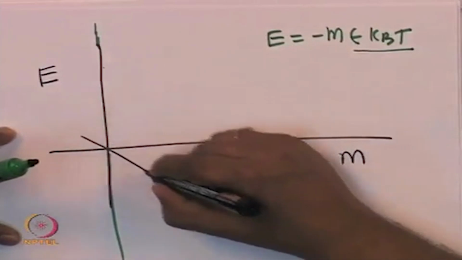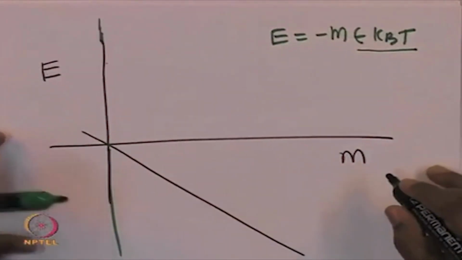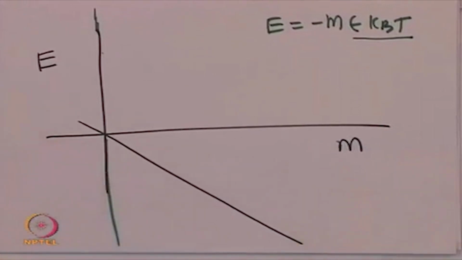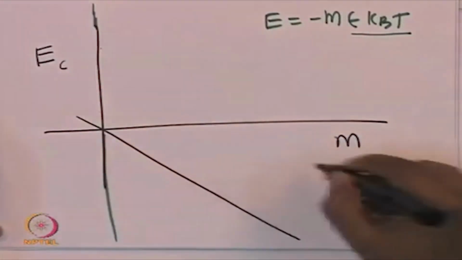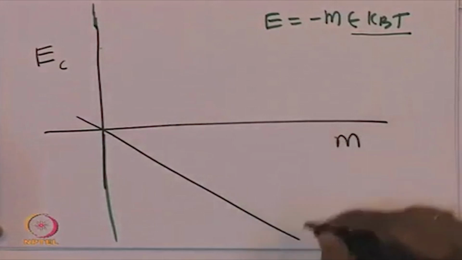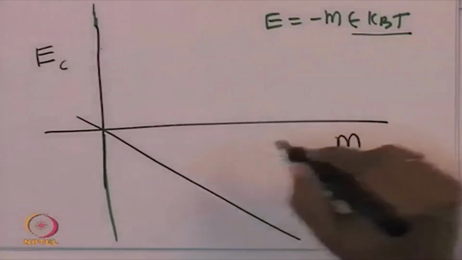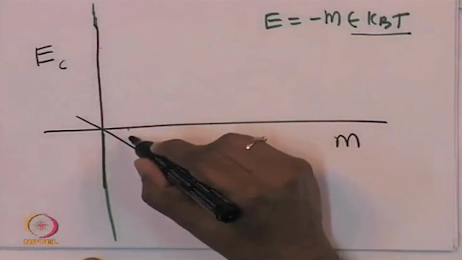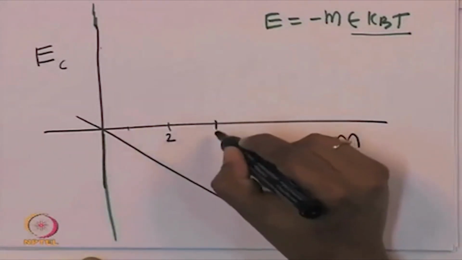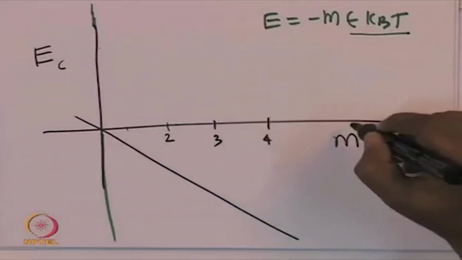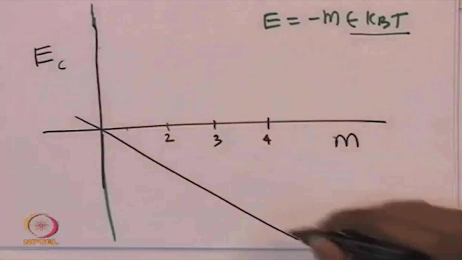The graph will look something like this. What does that mean? The more proteins bind, the lower the energy. So, this is m equal to 1, m equal to 2, m equal to 3, m equal to 4 and so on. The more the proteins bind, the energy is less.